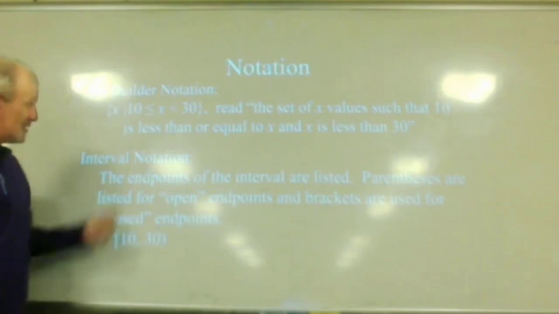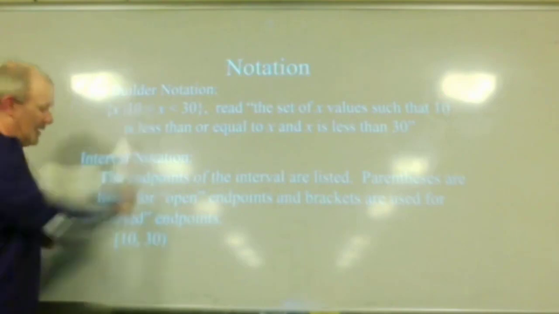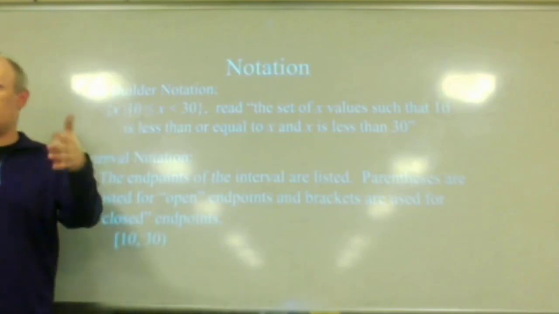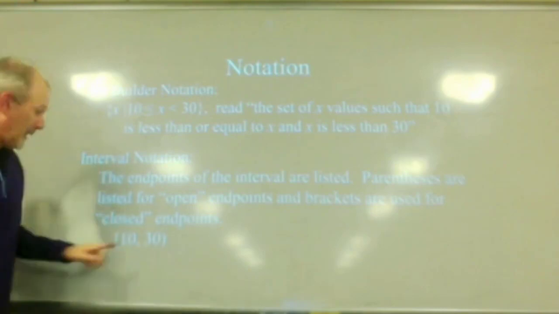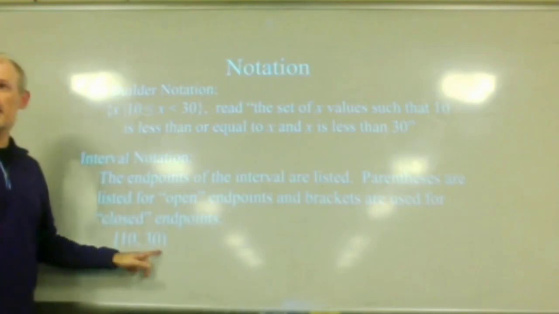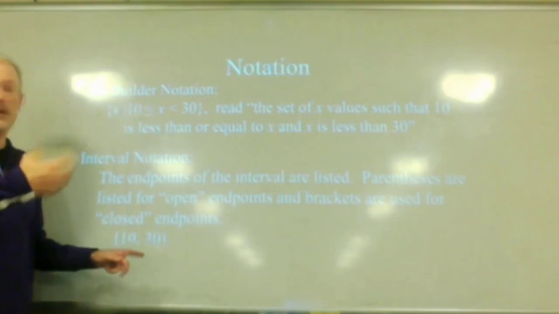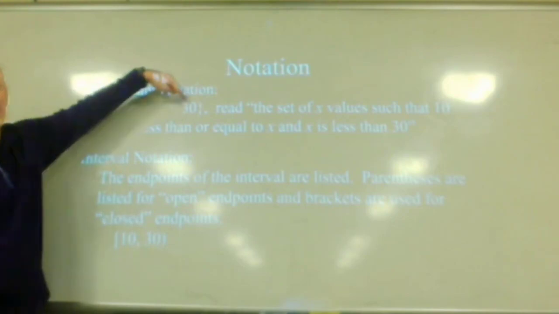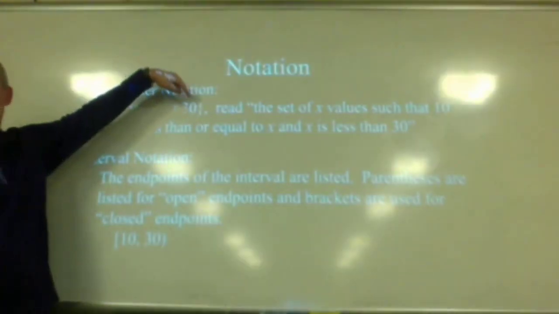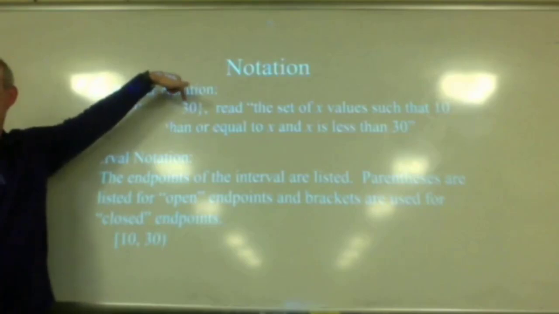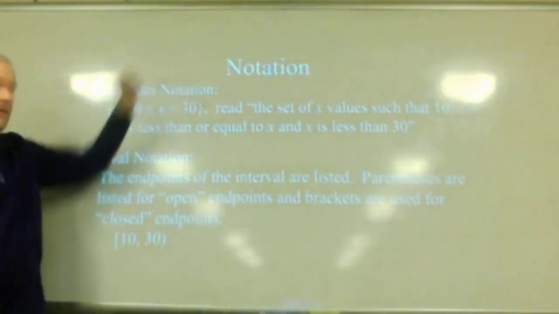Okay, so here's the same example. Notice the 10 and the 30 are the two endpoints. That was the lowest and highest value. The 30 gets a parentheses because it's open. That means the 30 is not part of the group. It's just the boundary for the group. So you're saying x is less than 30. 30 is not part of the group because 30 is not less than 30. Does that make sense? Okay.